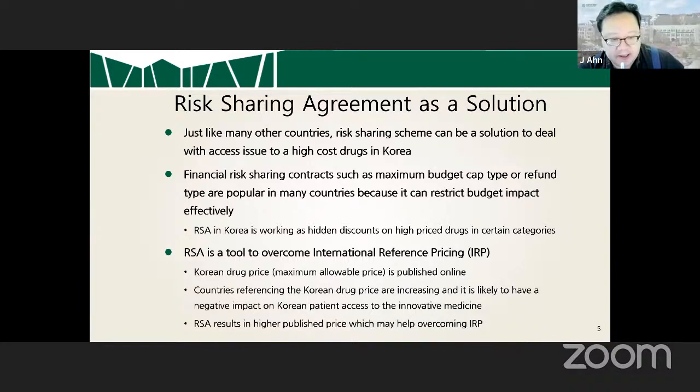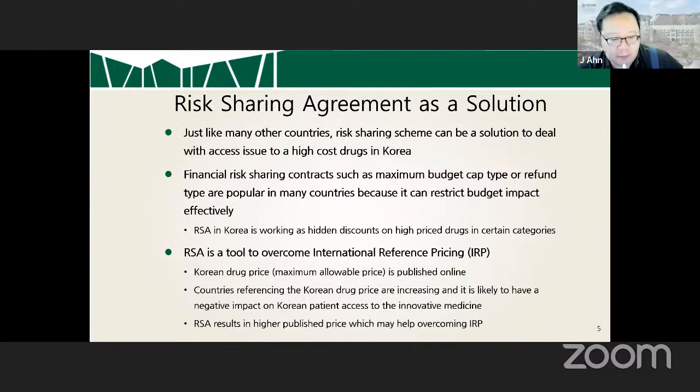So there is a hidden discount which will not be revealed because, just like many other countries, a risk-sharing agreement is confidential between the payer and the company. Many high-priced drugs have a really high nominal price or sticker price, but the actual transaction price will be after these hidden discounts, which can be at a more reasonable level.